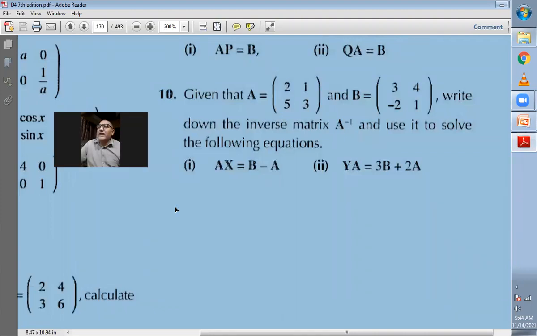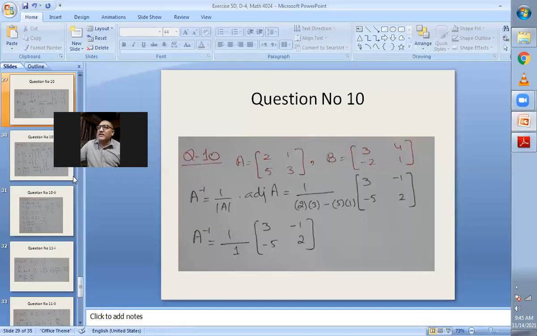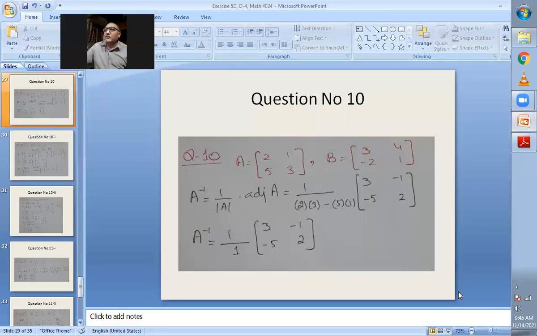Okay, so here we have the question number 10 coming up on your screen. It says, given that A is equals to 2, 1, 5, 3, and B is equals to 3, 4, minus 2, 1. Write down the inverse matrix A inverse and use it to solve the following equations. Okay, so let's solve this. Here we go.